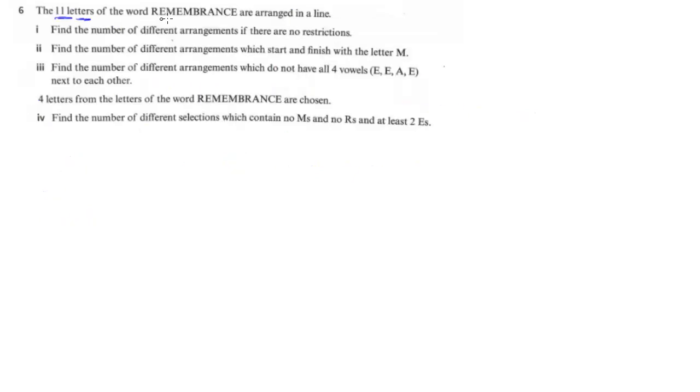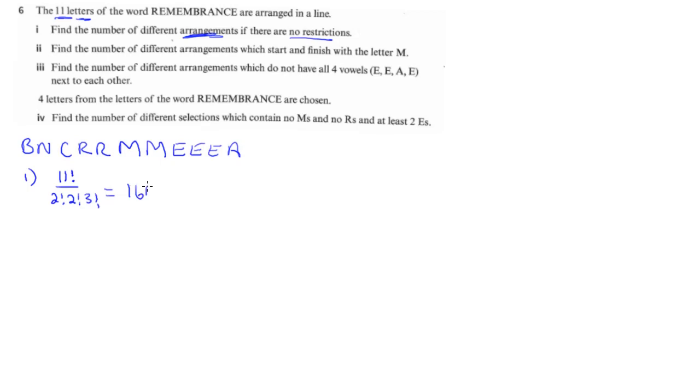In 6, we've got 11 letters, the word remembrance, and they're all arranged in a line. So we're talking about permutations. It says find the number of arrangements if there's no restrictions. So we're going to put these together. I'm going to put the letters with the same, and I'm going to separate the vowels because I see we're going to mess around with that later. Anyway, we've got 11 factorial, and there are 2 R's, 2 M's, and 3 E's, and so we've got to divide by those. And that gives us this number of arrangements.